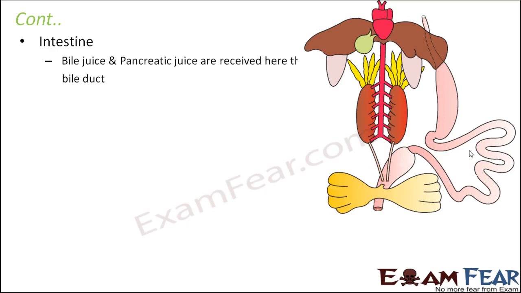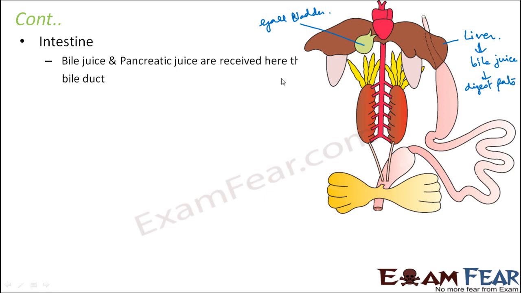So from where will you get those enzymes? Who will secrete those enzymes? Basically, you have the liver here. This is the liver, the brown colored structure. And here you have this green colored structure, which is nothing but the gallbladder. The liver produces bile juice, and bile juice helps to digest fats. If this bile juice comes into the intestine, it will be able to digest all the fats present in the food. But how will we get this bile juice into the intestine? Because it is produced by the liver.